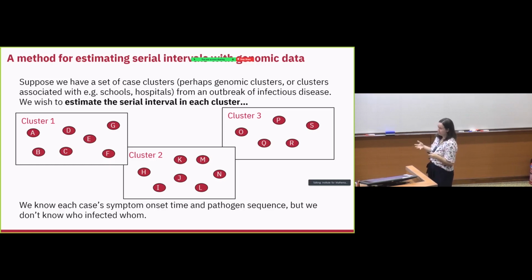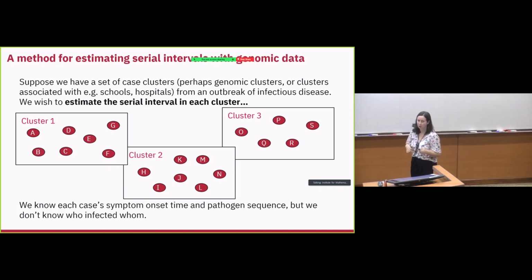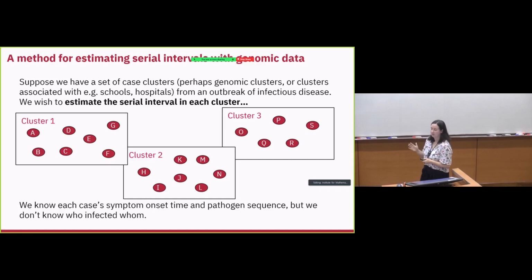The data that we're going to restrict ourselves to is knowing the symptom onset time of each of our cases within each cluster, and we're going to have their pathogen sequence. But critically, we're not going to know who infected whom. We're not going to use any kind of contact data to inform that.